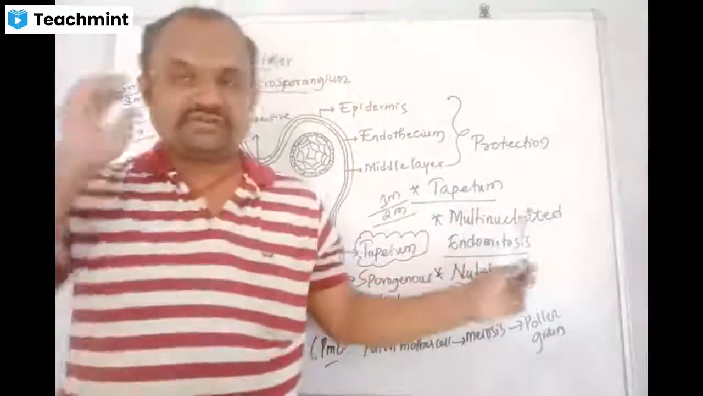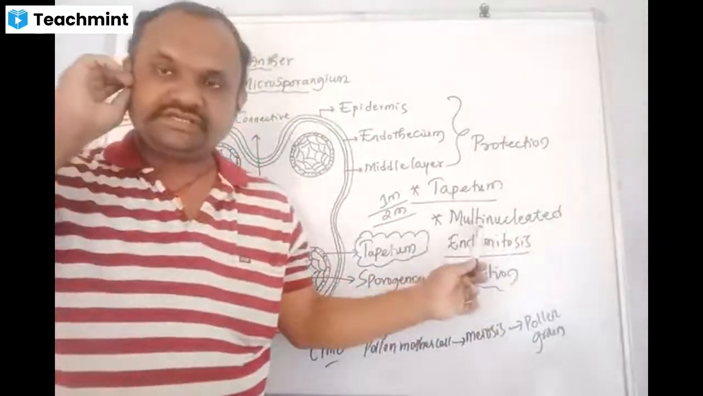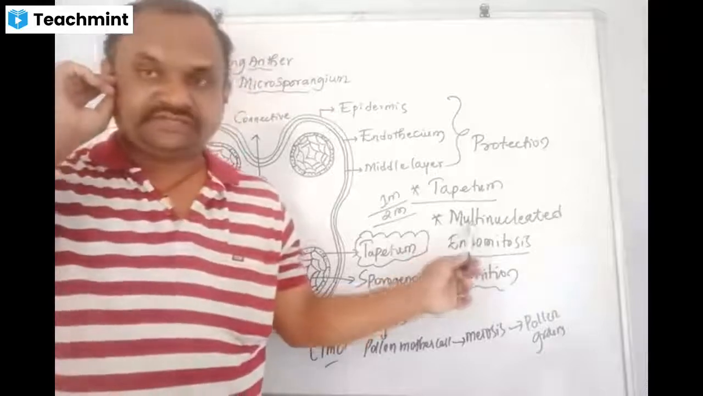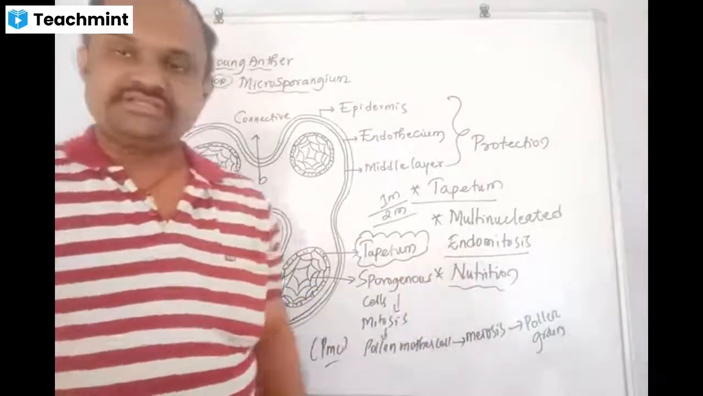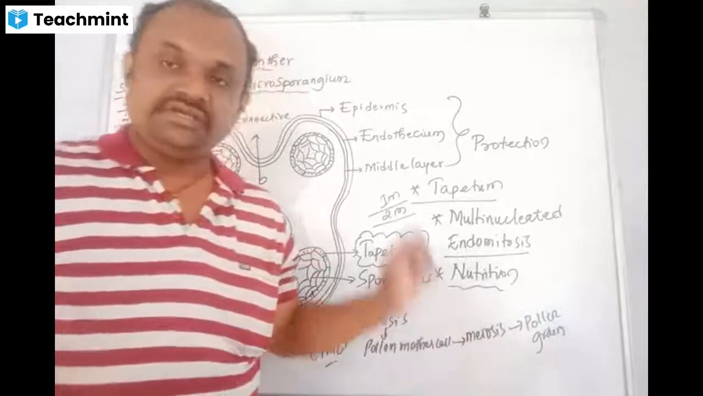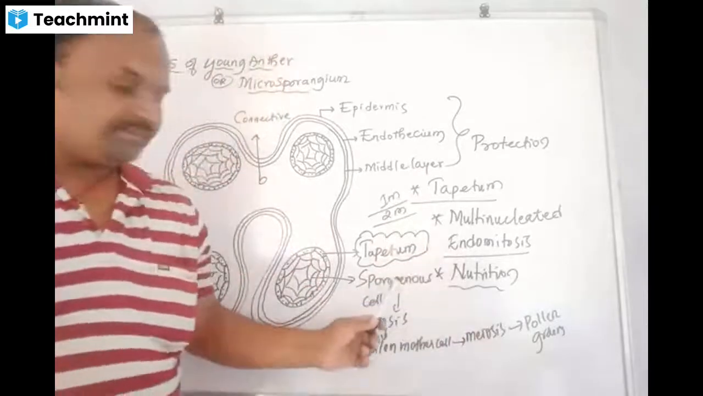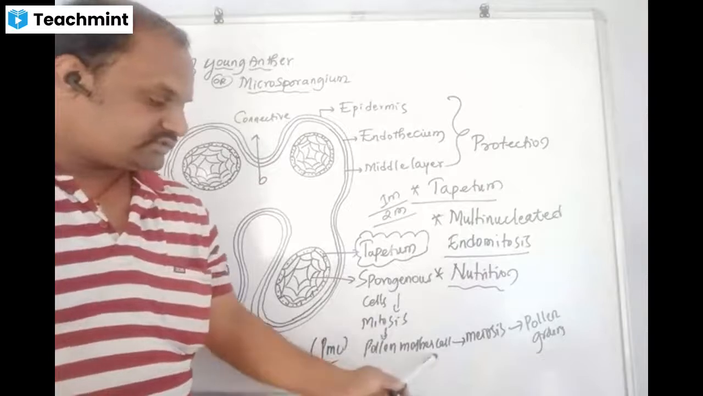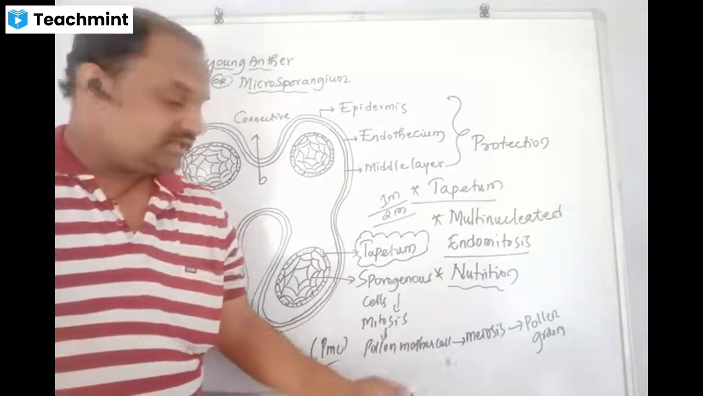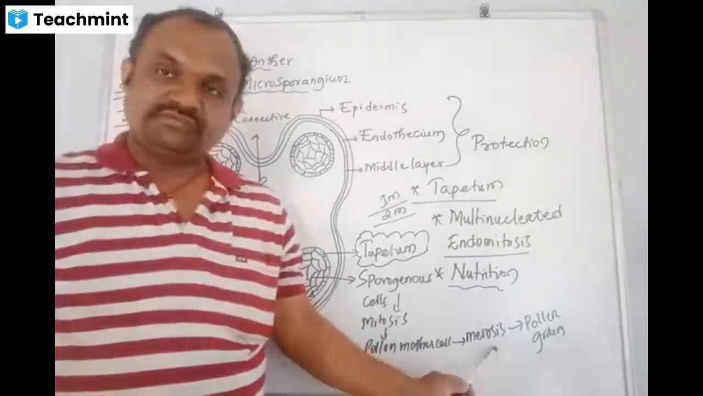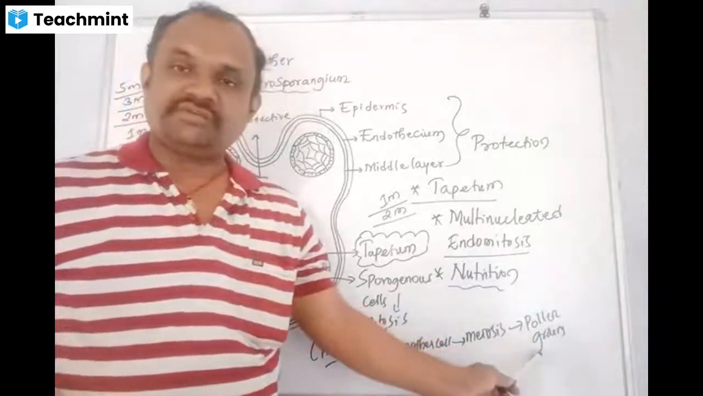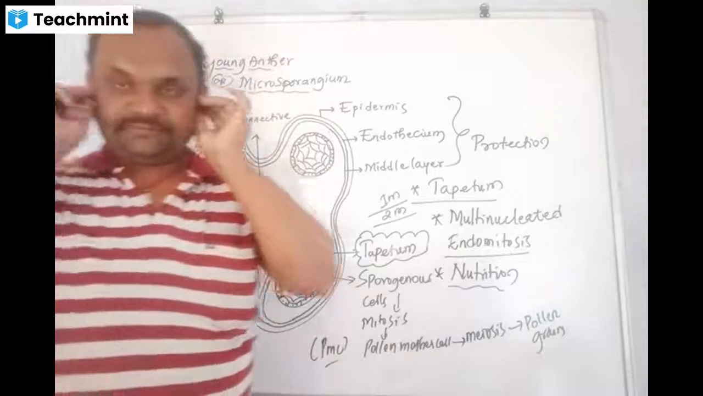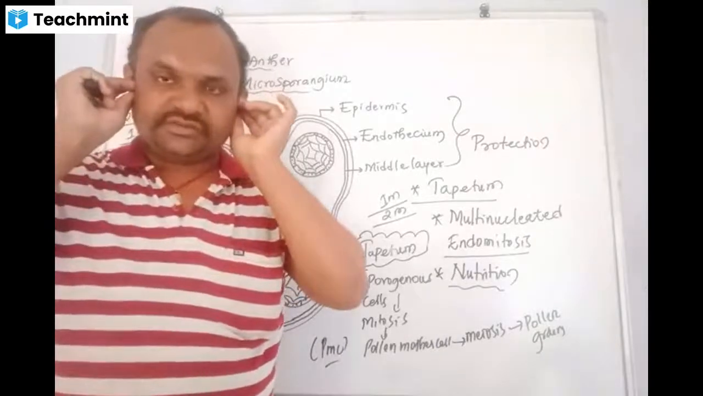The first function of the tapetum cell is that the tapetum cells are multinucleated cells. The second one is that the tapetum cells provide nutrition to the developing sporogenous cells, which undergo mitosis and produce the pollen mother cell. And this pollen mother cell undergoes meiosis and produces the male gamete.